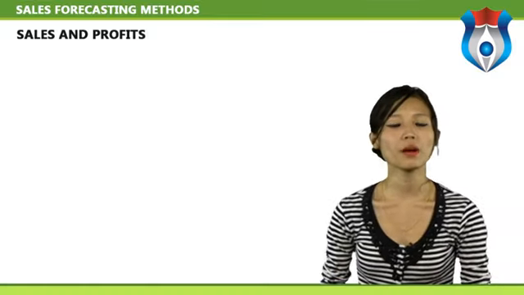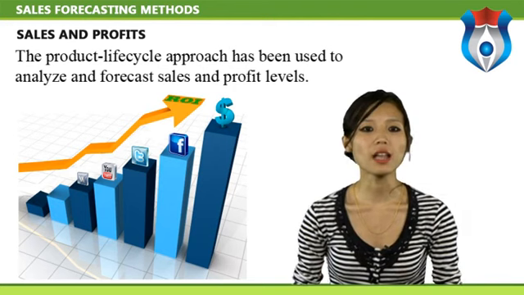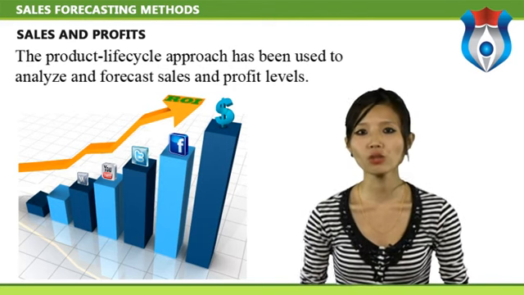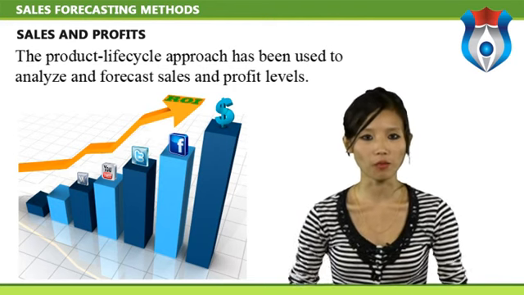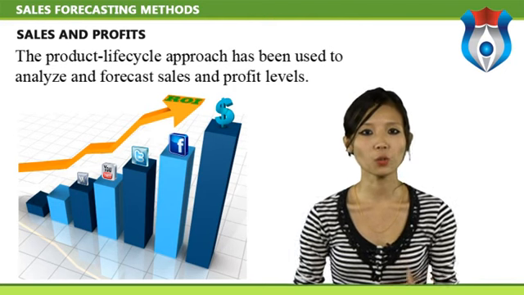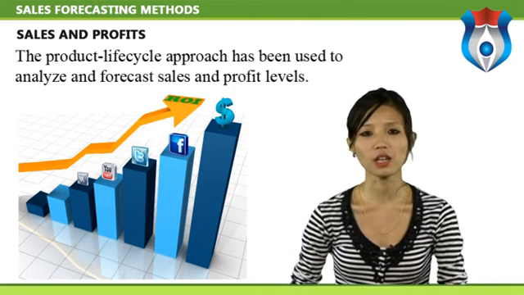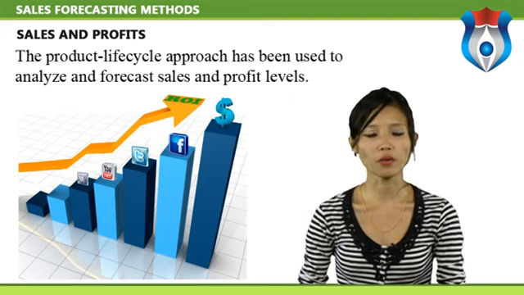Let us now talk about sales and profits. The product life cycle approach has been used to analyze and forecast sales and profit levels. The life cycle of a new product is characterized by 4 stages: introduction, growth, maturity and decline.